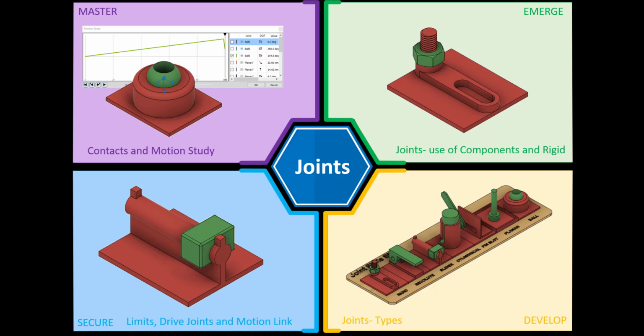Today we're going to look at joints in Fusion 360. So we're going to start with looking at components and the first type of joint, which is rigid, which is the easiest one, and then we'll progress on to the other types of joints.